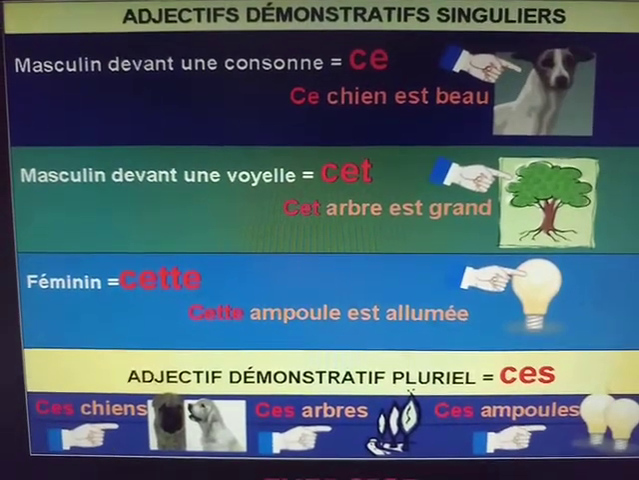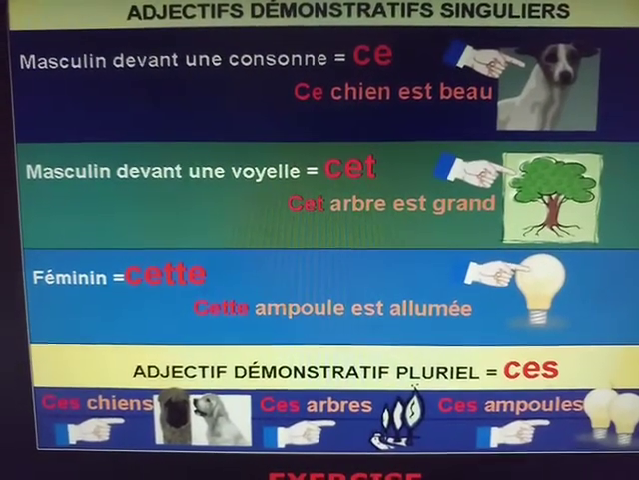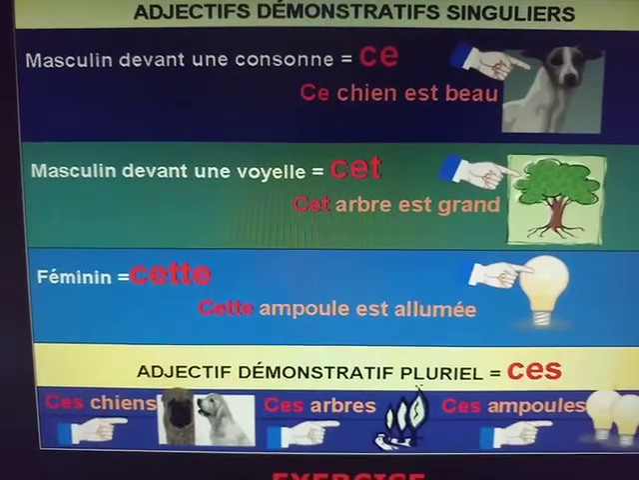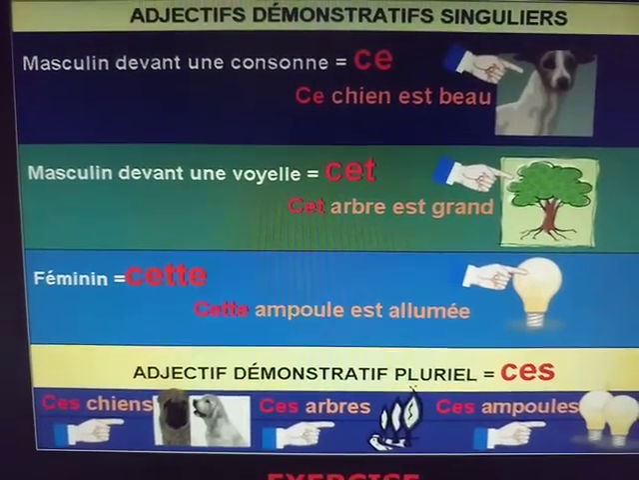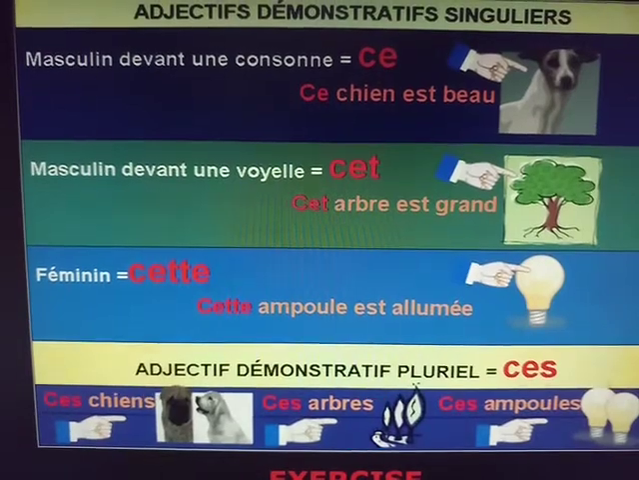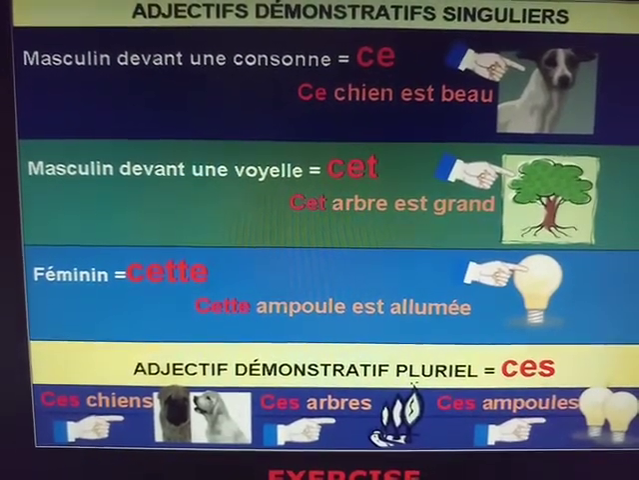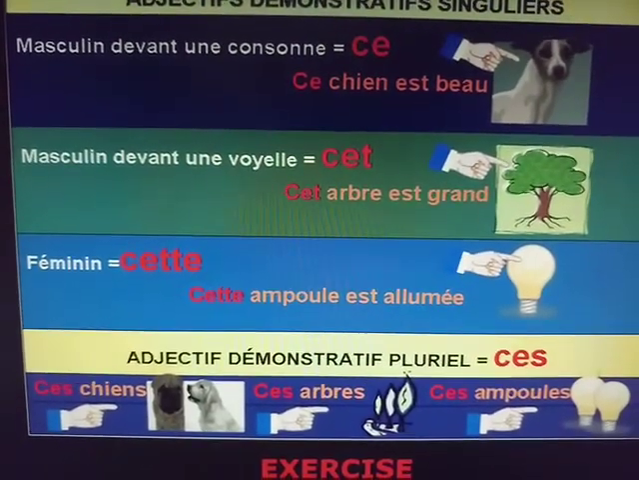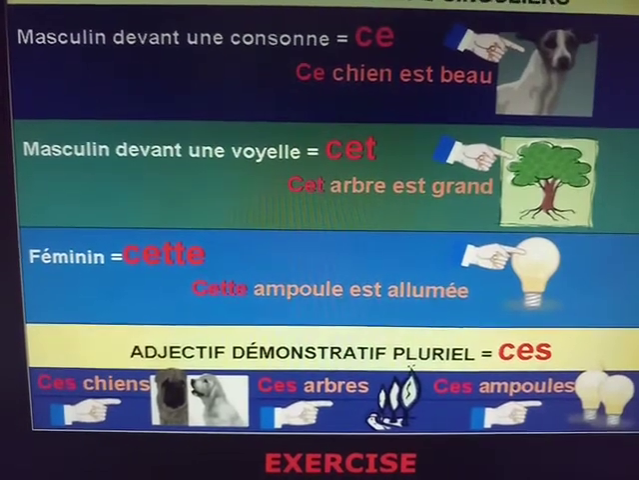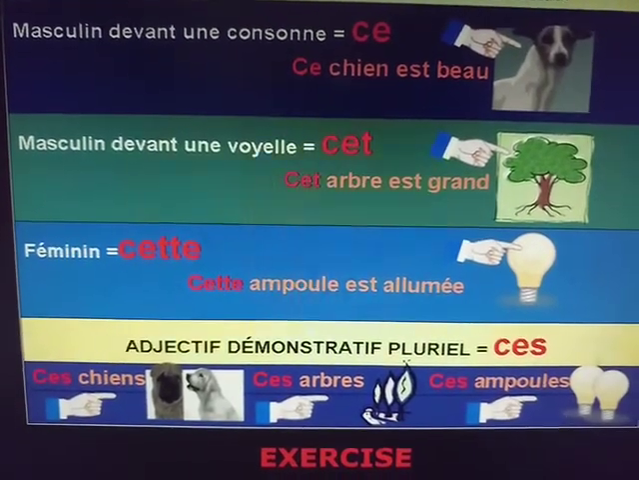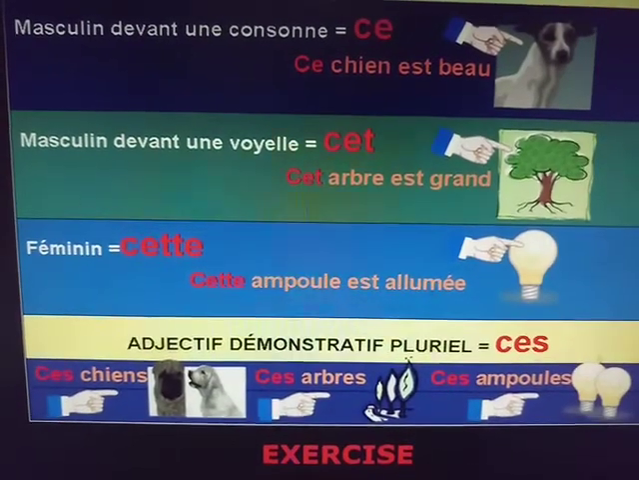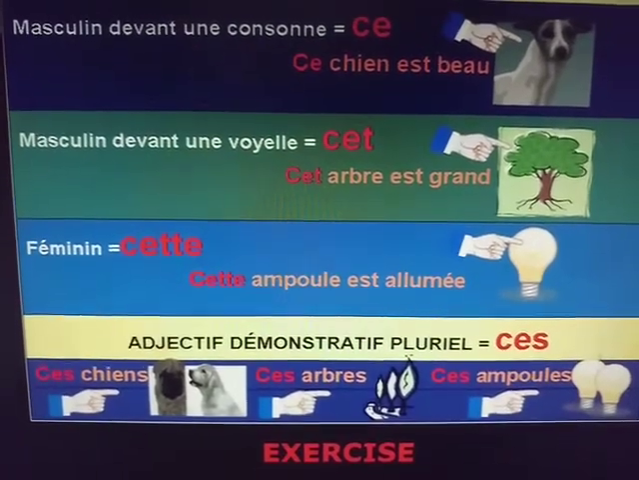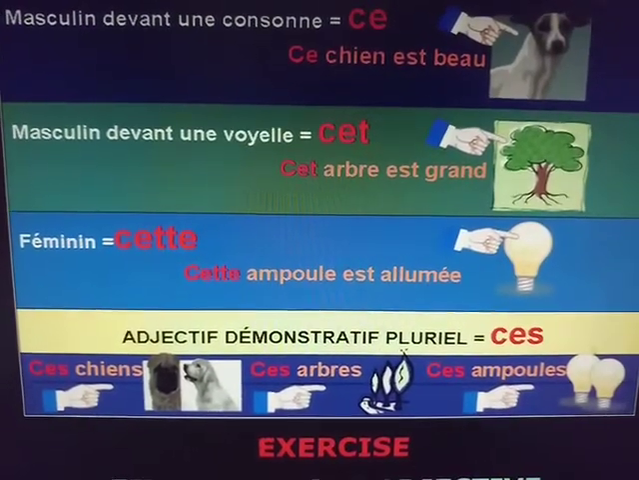Adjectif démonstratif singulier. Masculin devant une consonne. The masculine word beginning with a consonant. So, ce chien est beau. This dog is handsome. Masculin devant une voyelle. A masculine word beginning with a vowel. Cet arbre est grand. This tree is big. Féminin. Cette. Cette ampoule est allumée. This bulb is lighted.